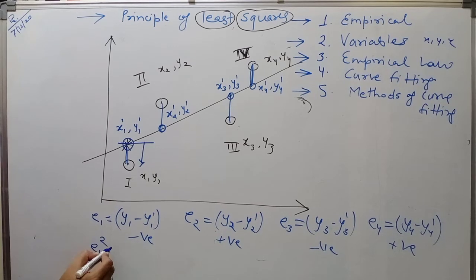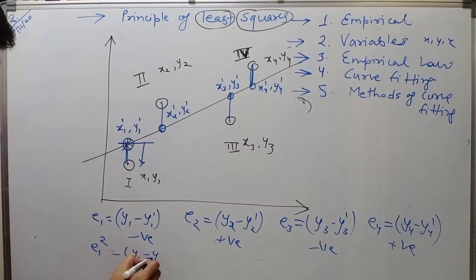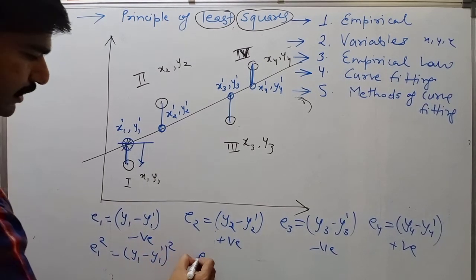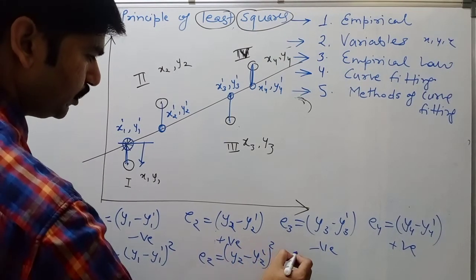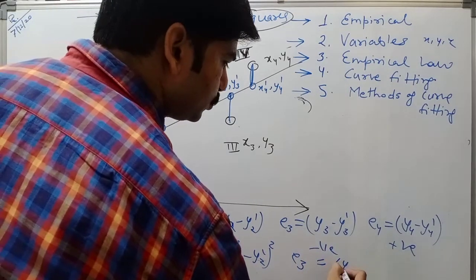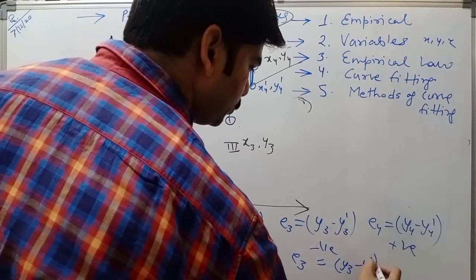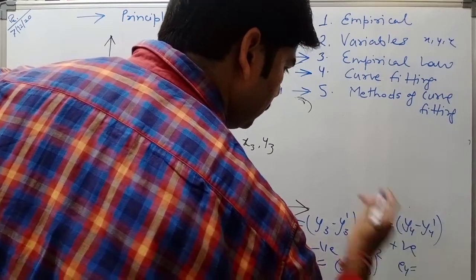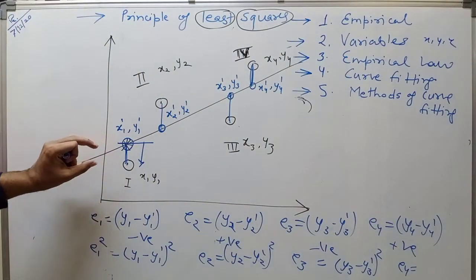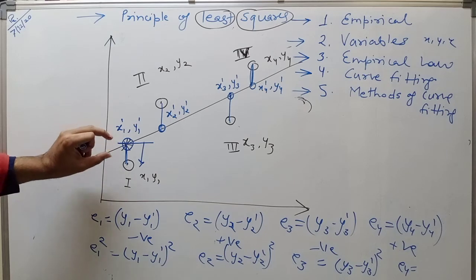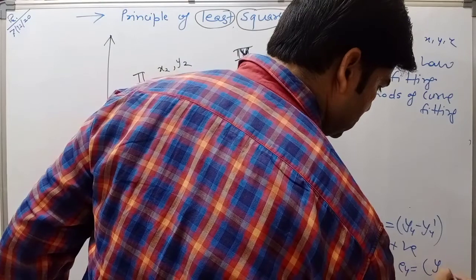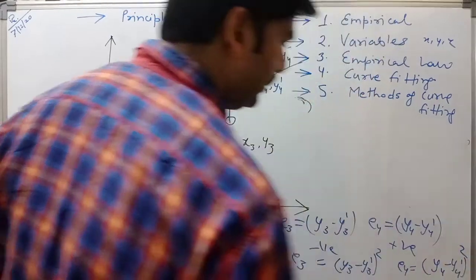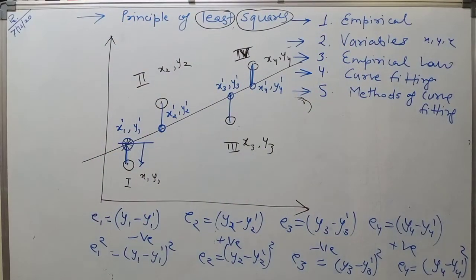What you will do? You will take E1's square. So it will be (y1 minus y2 dash) square. Then each and every value is going to be positive because we are squaring the errors. That is the most important concept: whatever the difference of the two values is, its difference square is considered. Whichever difference is less, its square will be least, and that is how the principle of least squares will be worked out.